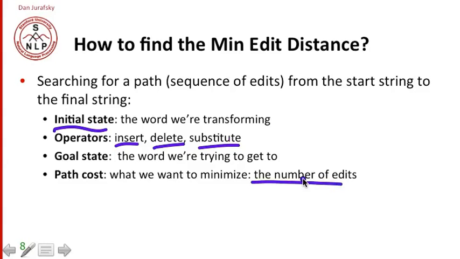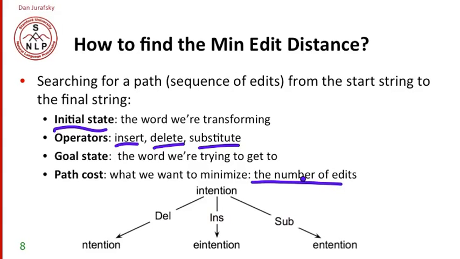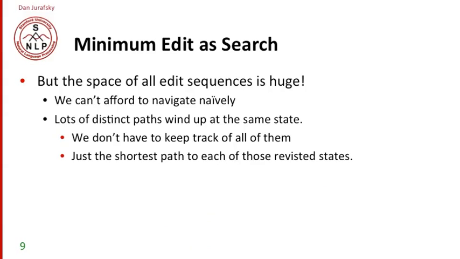That's our path cost. So, for example, from intention, here's a piece of a path. From intention, we could delete a letter and end up with a new string. We could insert a letter, or we could substitute a letter. So these are pieces along a path that would go from intention all the way off the screen here into all the possible ways you can transform intention into something. So this space of all possible sequences is enormous. So we can't afford to navigate naively in this sequence.